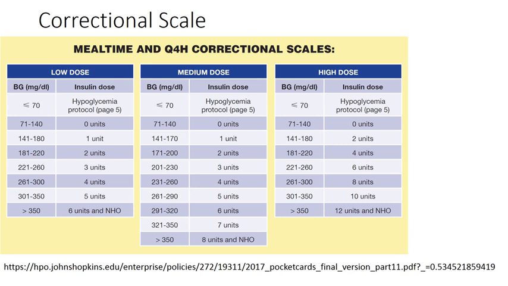So a correctional scale, here's an example we have at Hopkins. Low dose, medium dose, high dose. You don't get to pick which sliding scale they're on. It'll be based on how responsive they are to the insulin. Obviously, if your patient keeps getting 6 units of insulin and they're on the low dose sliding scale, they're going to move them up to the medium dose scale. You'll notice the first column is the blood glucose before the meal, and then it tells you how many units they get.